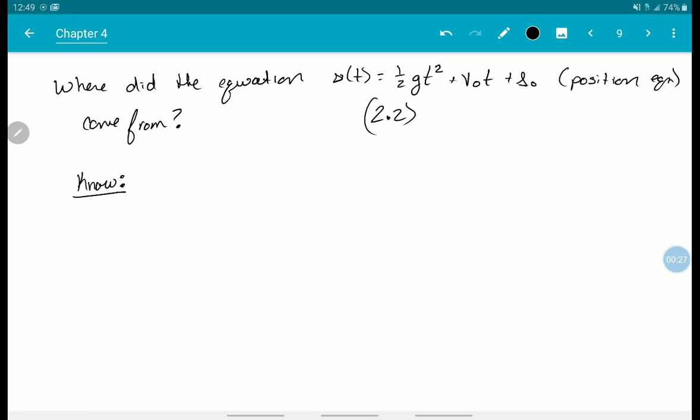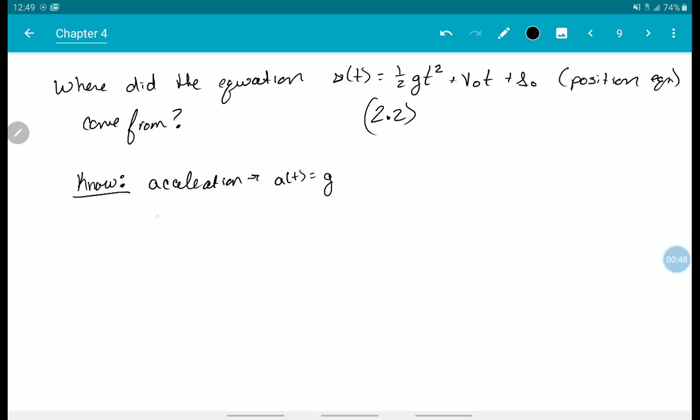Let's start with what we know. We know that acceleration is some constant value, and we're talking about on Earth. I'm going to be very generic here. I'm going to call it the gravitational force G.